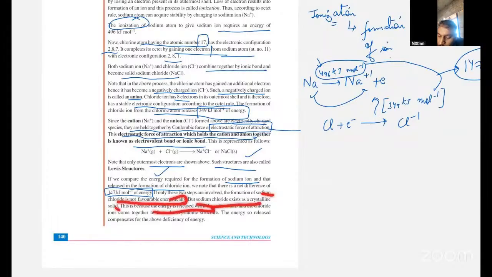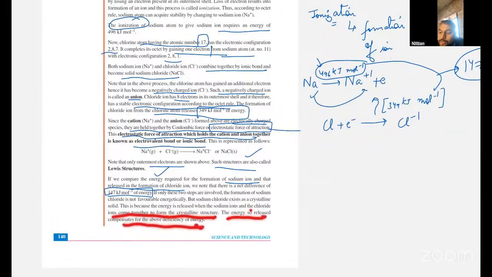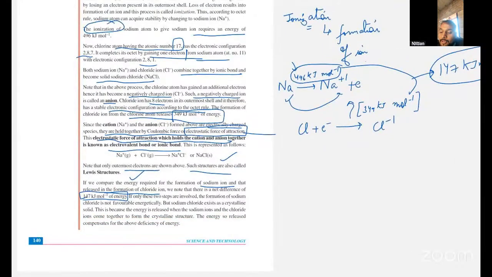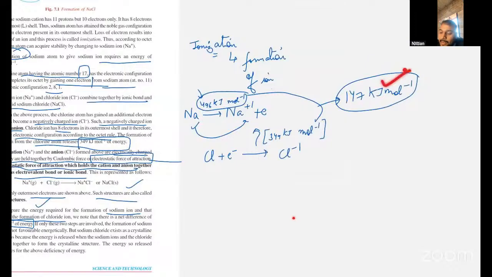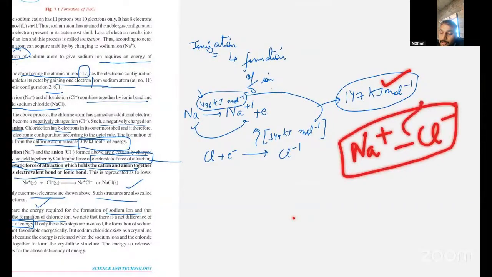The energy is released when the sodium ion and chloride ion come together to form a crystalline structure. The energy is released to compensate the above deficiency of energy. So when they join, the deficiency is also fulfilled, because when Na plus and Cl minus make a bond, they also release energy which satisfies the 147 kilojoule per mole energy. Did you understand, guys?